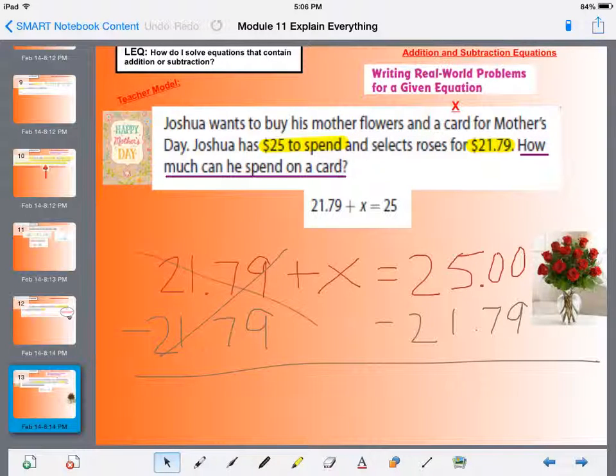And that way that can cancel out and x equals. I'm going to have to practice here my regrouping. I can't take 9 from 0, so I borrow from next door. I can't, but I tried.